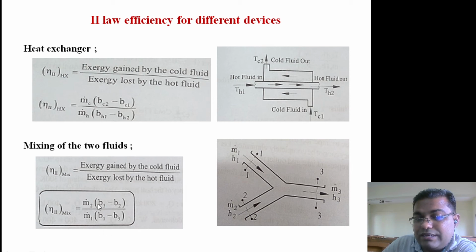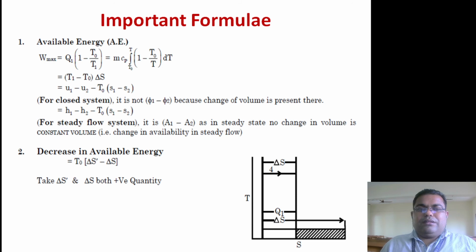Keep in mind, don't make any mistake here, T1 is greater than T3, that's why we write B1 minus B3. Here T2 will be lesser than T3, so we are writing B3 minus B2. Once you put the values of these Keenan functions, you can find out the exergy gained by the cold fluid and the exergy lost by the hot fluid. We take the ratio of these two, and we'll get the second law efficiency of the mixing process. All right, so that's all.